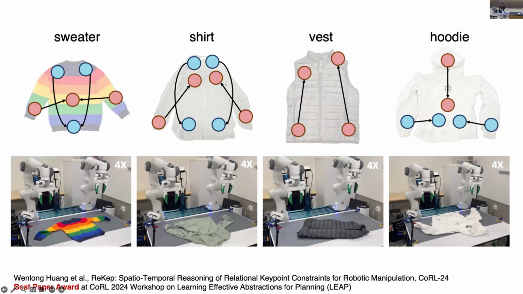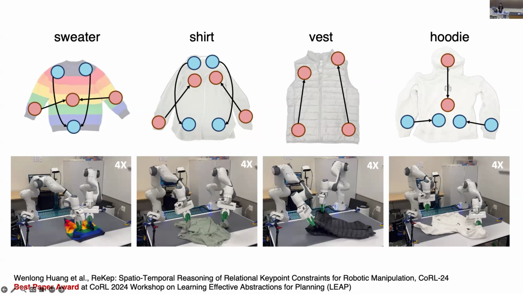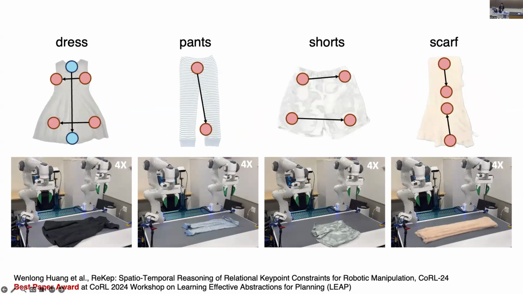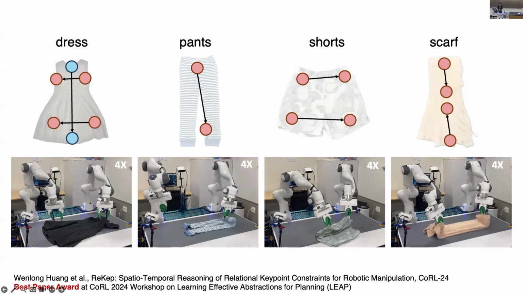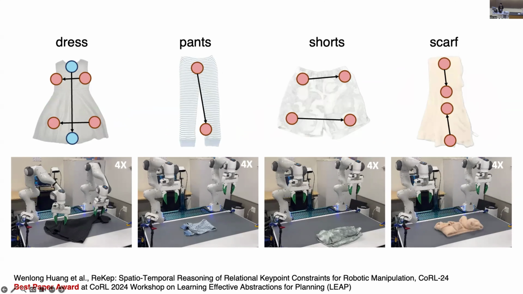We also show that this system is generalizable to clothes of different configurations, like sweaters, shirts, vests, and hoodies. And some other examples, like dress, pants, shorts, and scarves, show the generalization capabilities of this type of system.